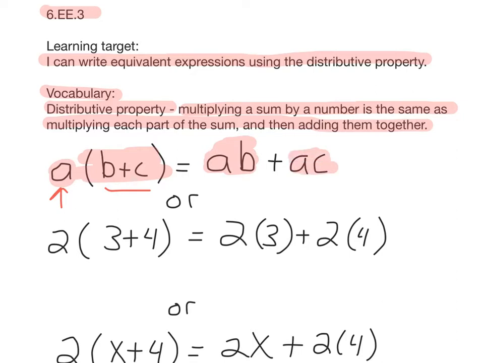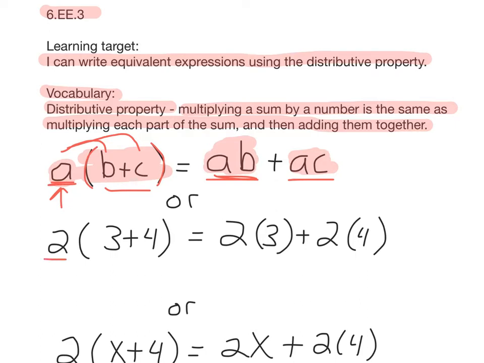In other words, when I'm multiplying the A times what's in the parentheses, instead of adding up the B plus C first, I can multiply A times the B, that's right there, and the A times the C, that's right there, and then add them together. So let's look at some number examples.